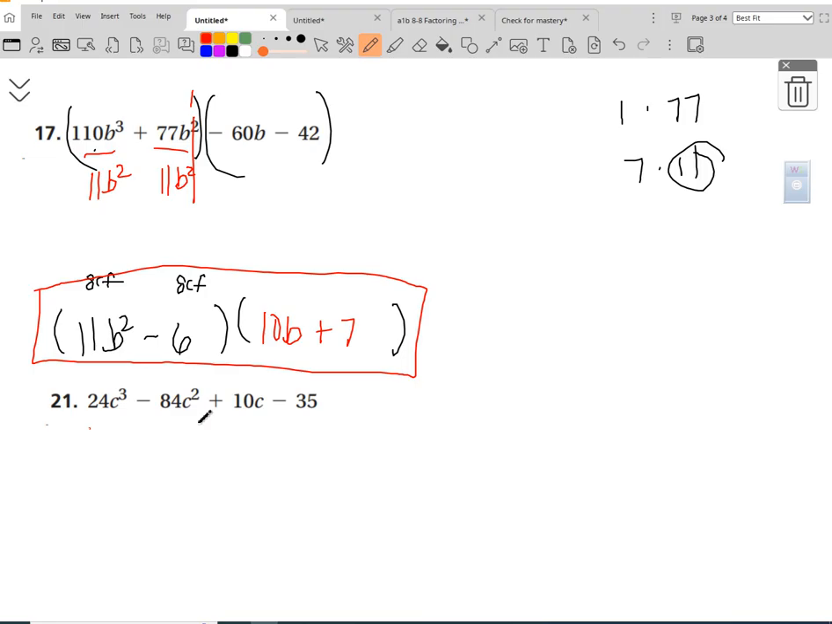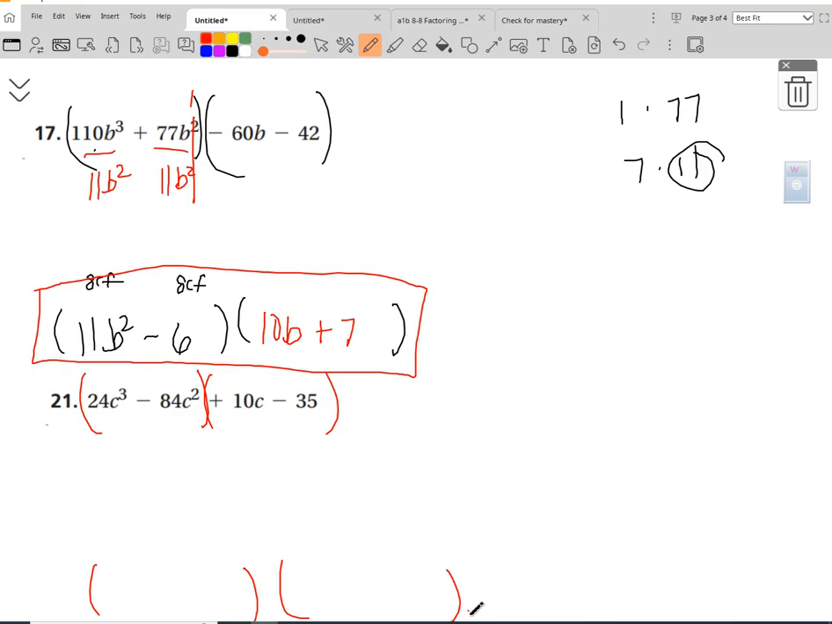Okay? So what are we going to do? What's the first step after we decide if there's a greatest common factor or not? Group them, 2 groups. Second step after we group, I'm going to give myself my answer parentheses here. What's the next step?